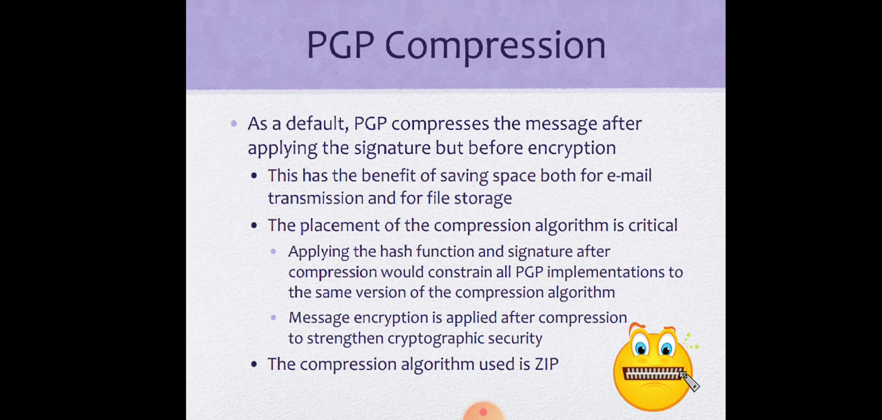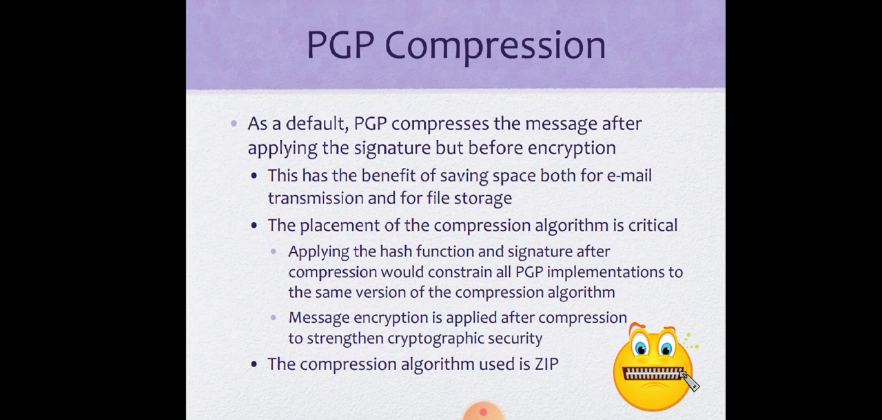The third service provided by PGP is compression. As a default, PGP compresses the message after applying the signature, but before encryption. They do not compress the signature, but they compress before encryption is applied, because this can save a lot of space. And this has computational advantage also. Encryption algorithm can work on a compressed message.